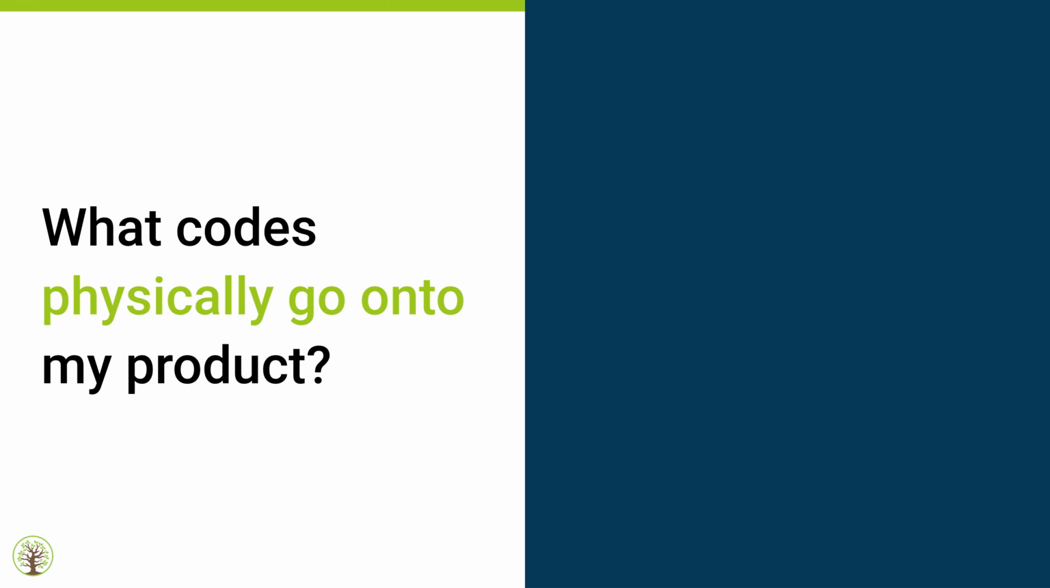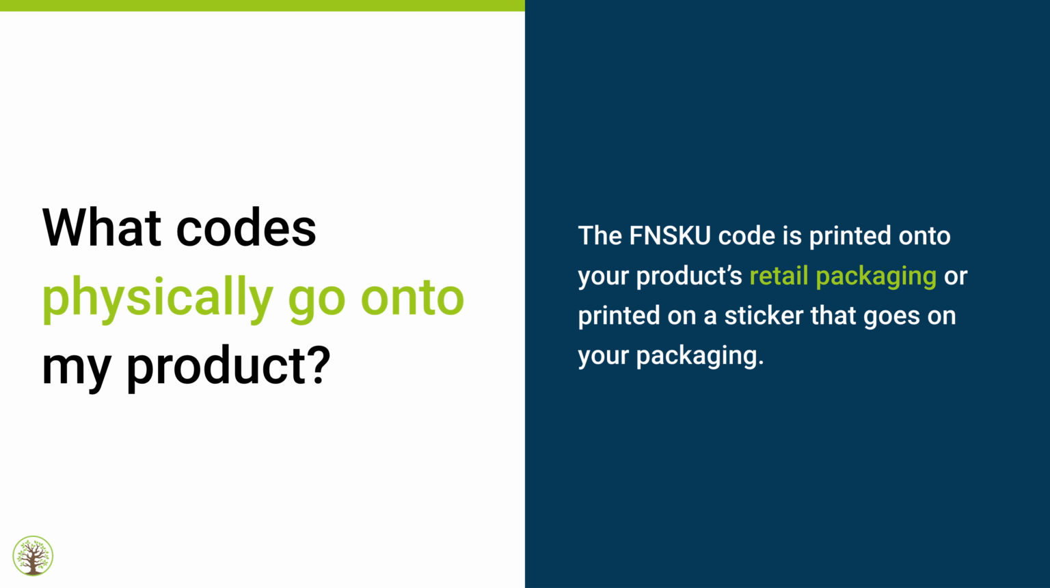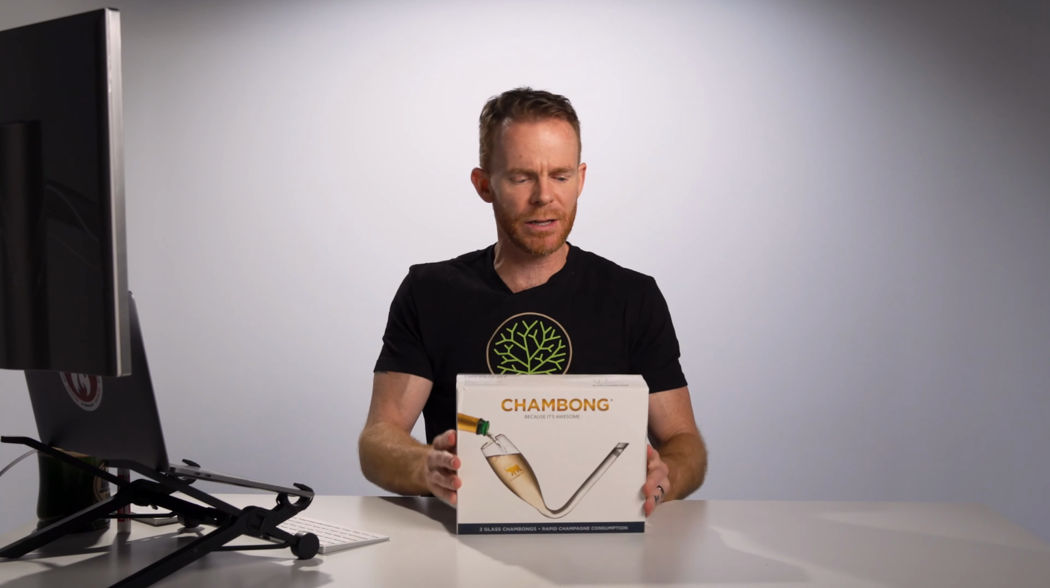What codes physically go onto my product? The FNSKU code is printed onto your product's retail packaging or a sticker that goes into your packaging. You can actually get stickers like a meal sticker, and you literally take the sticker and you just put it on the product, okay? So this is your retail packaging. This isn't the physical product.